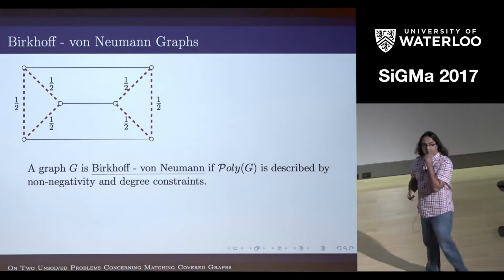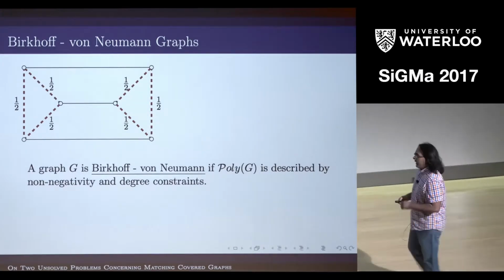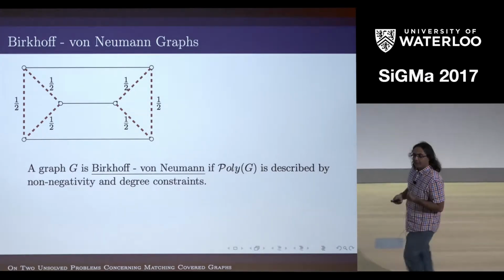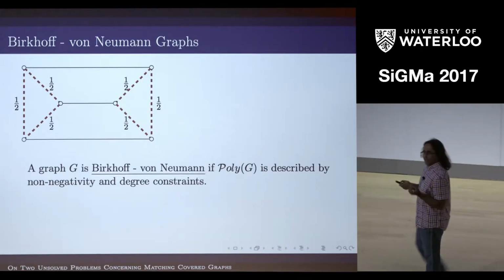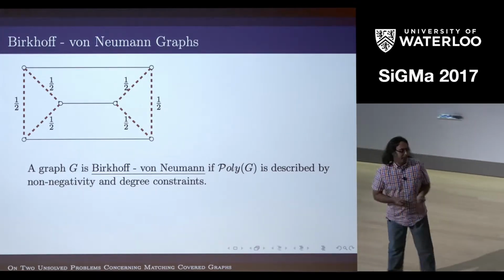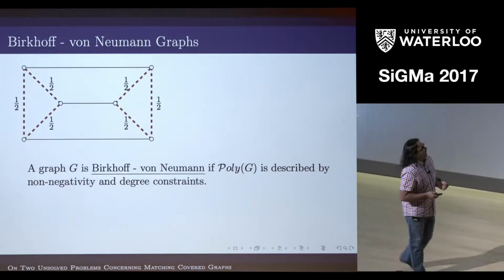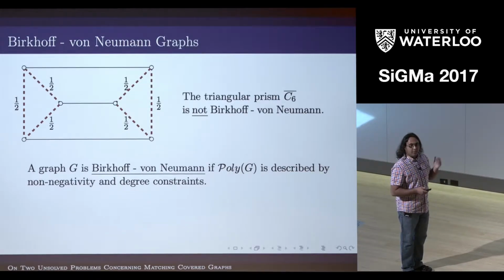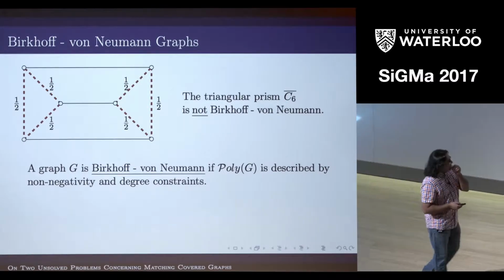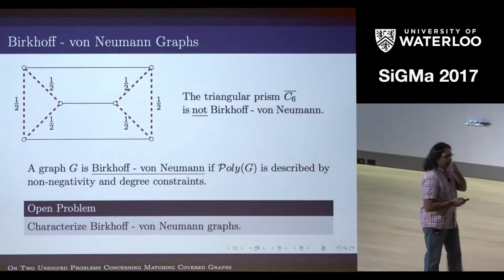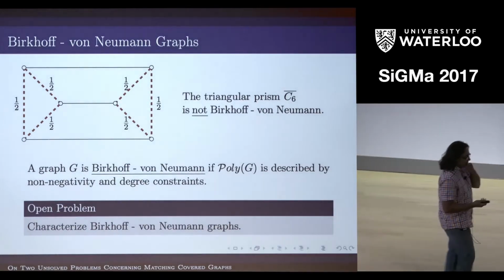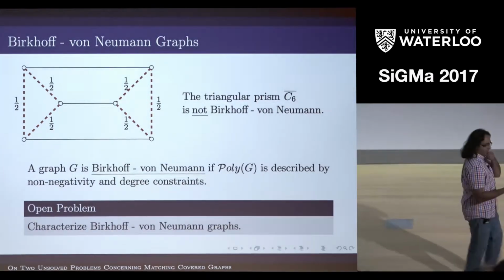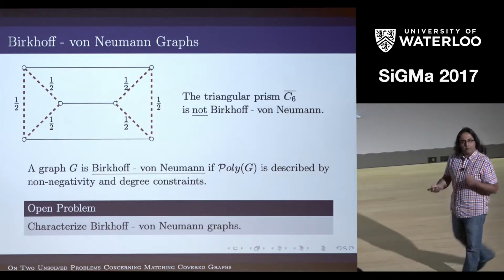So that's not good enough for general graphs, right? We are going to say that the graph is Birkhoff-von Neumann if its perfect matching polytope is characterized exactly by the non-negativity and the degree constraints. So in particular, this graph is not Birkhoff-von Neumann. So the open problem, and it's a bit surprising that this problem is open till date, is to characterize the Birkhoff-von Neumann graphs.